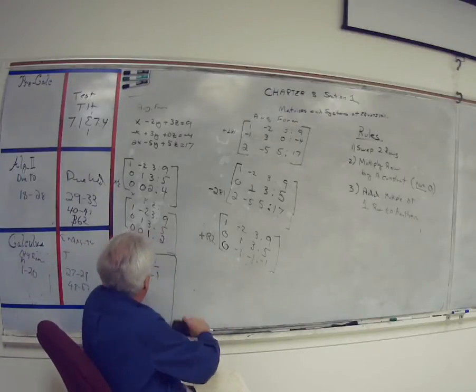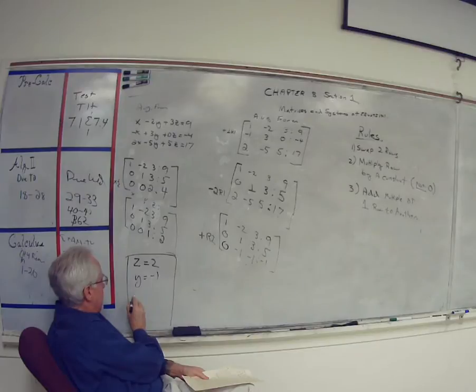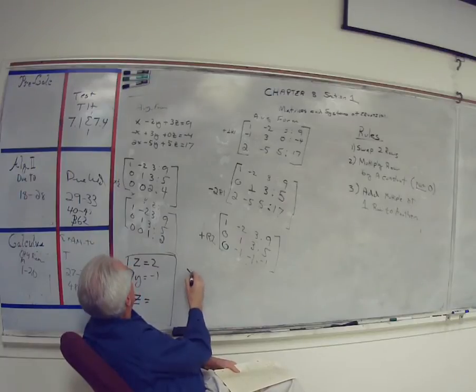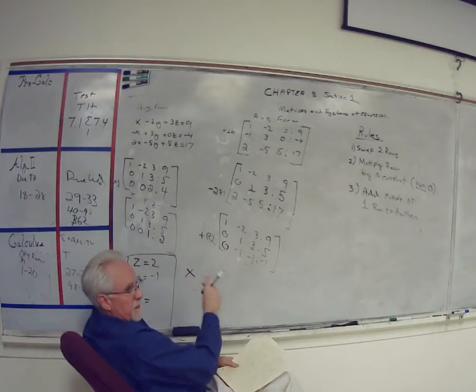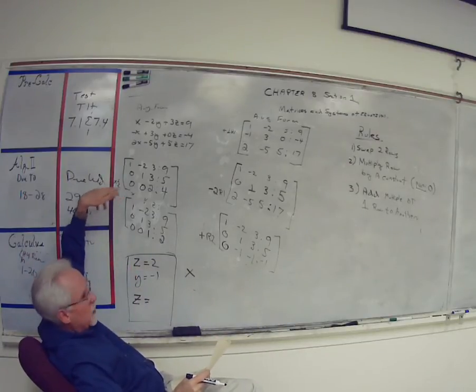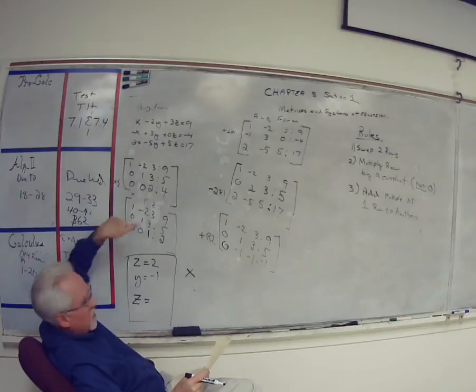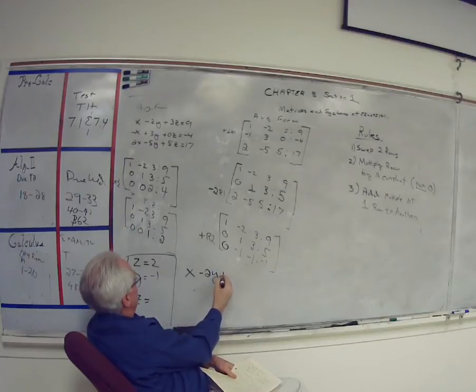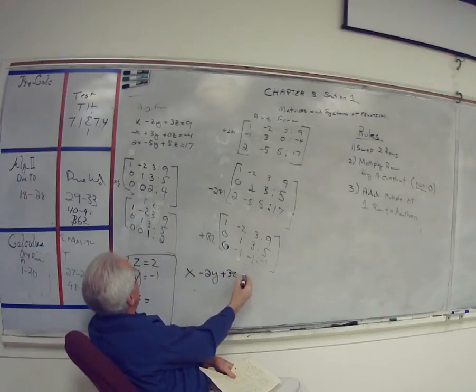So now, what do I need? I need x. So I'm going to say x equals... No, wait a minute. Which row do I use? Row 1. Okay, so x minus 2y plus 3z equals 9.